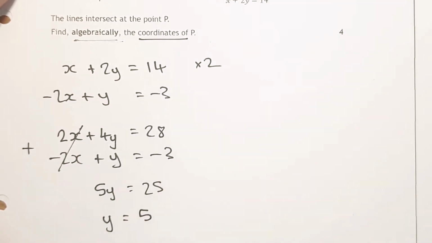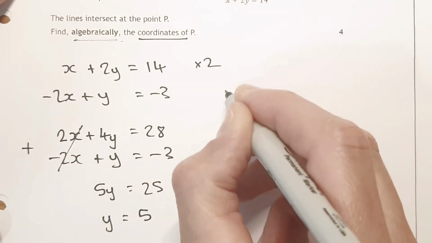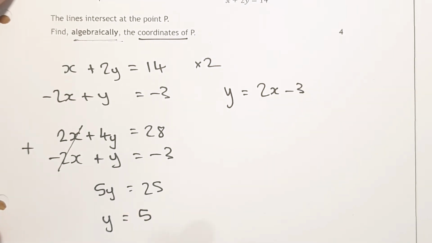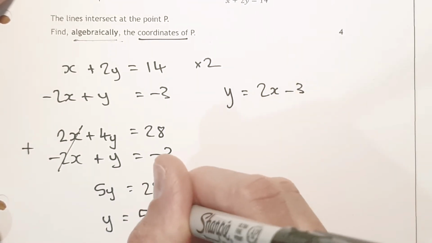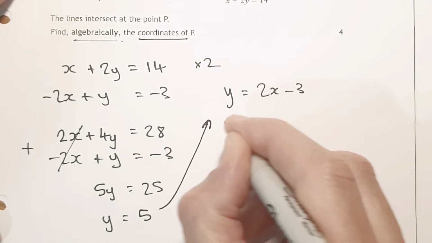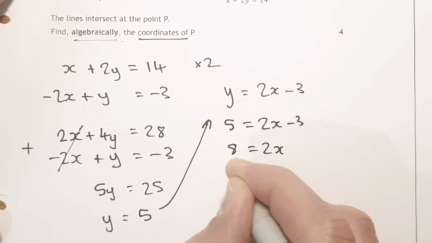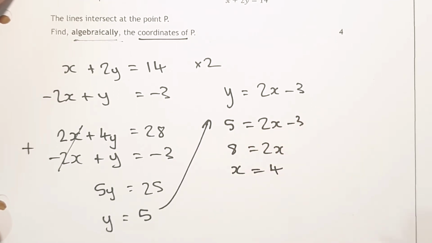So you can go back to any of the equations that you've used. Just go back to one of the original ones. The first one in the question was y equals 2x minus 3. So we can just use that. So y is 5, so we're going to sub that in there. So 5 equals 2x minus 3. Add 3 to both sides. Divide by 2. And we get x equals 4. So you get 4, 5.